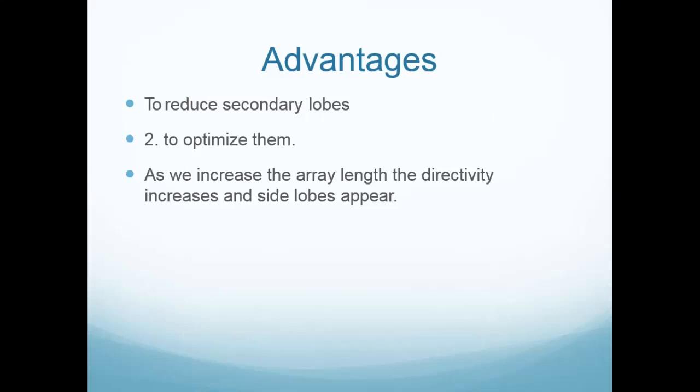Advantage: to reduce the secondary lobes. To optimize them, as we increase the array length, the directivity increases and the side lobes appear. So whenever the arrays are increased, the power directivity will automatically increase. That means the radiation will be increased, and that means the signal strength will be increased. This is possible whenever the antennas are increased.